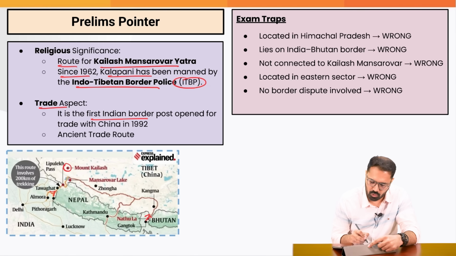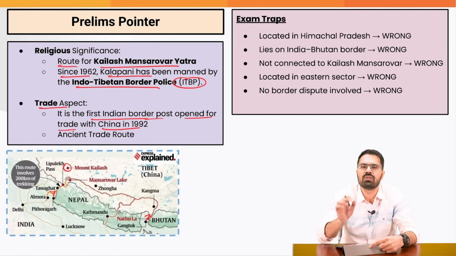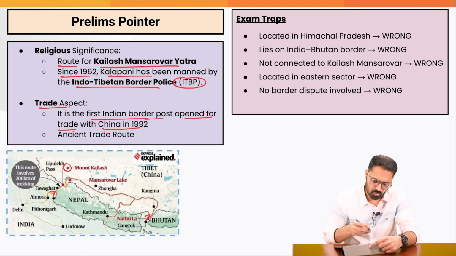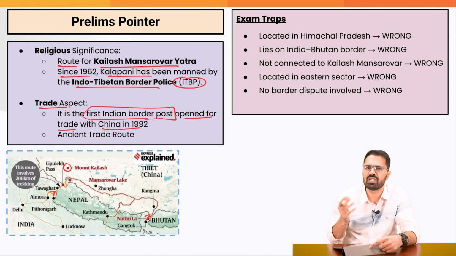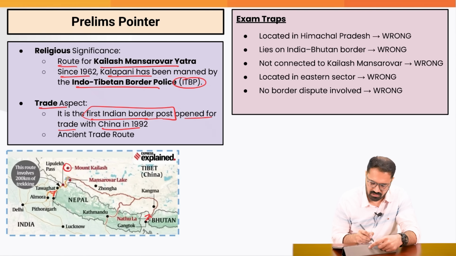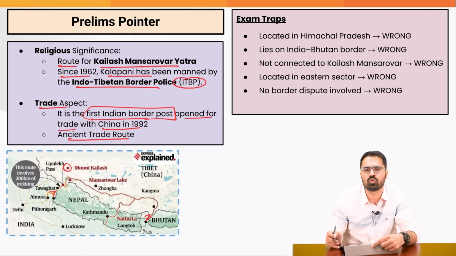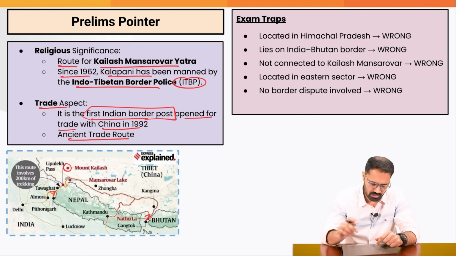There is also a trade aspect to this area. The first Indian border post was opened for trade with China in 1992 from Lipulekh Pass. After the Indo-Chinese War, it was opened in 1992 from this area. It is also part of ancient trade routes. So this is important. Clear?